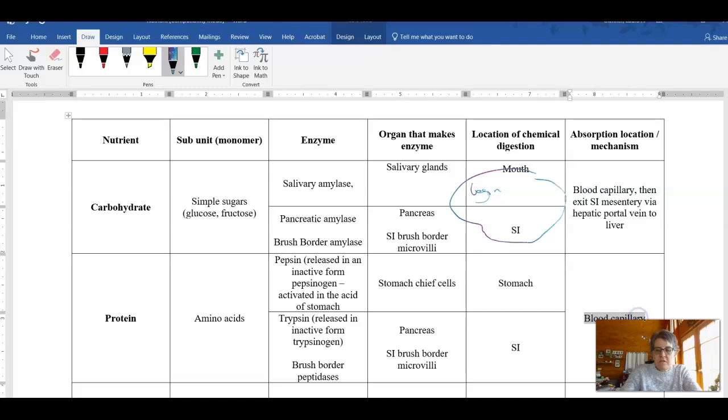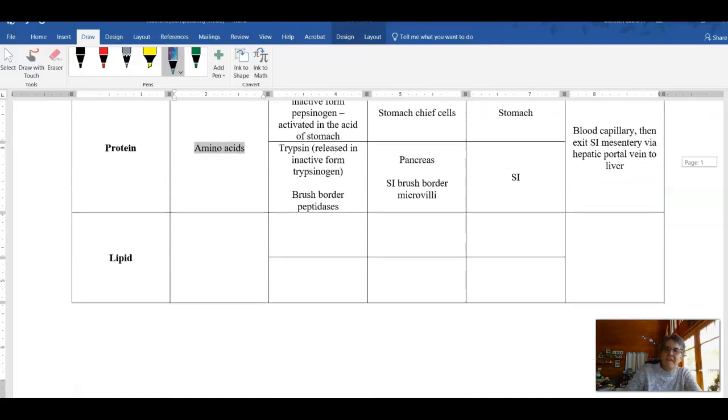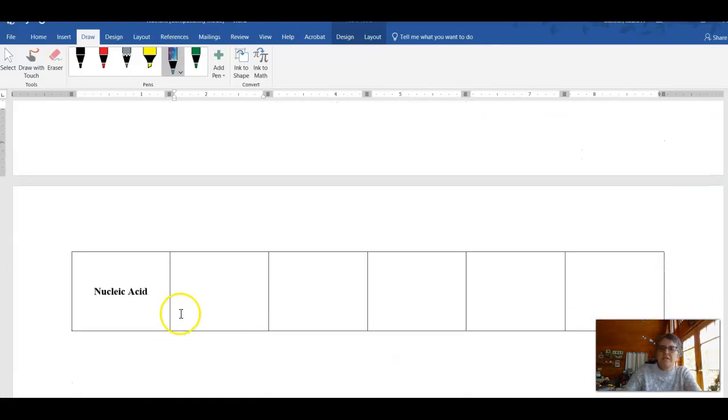Same for this guy. Now let's do nucleic acids. So nucleic acids get broken down into nucleotides, which are a nitrogenous base, phosphate, and sugar, either ribose or deoxyribose.